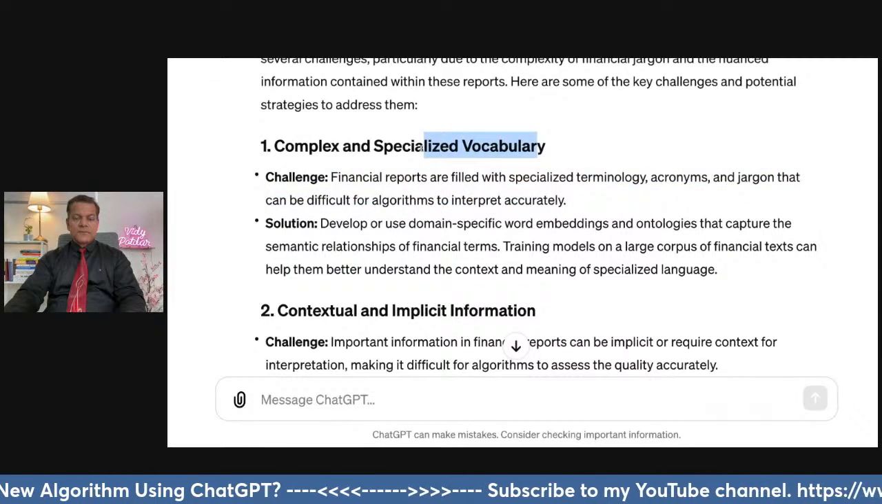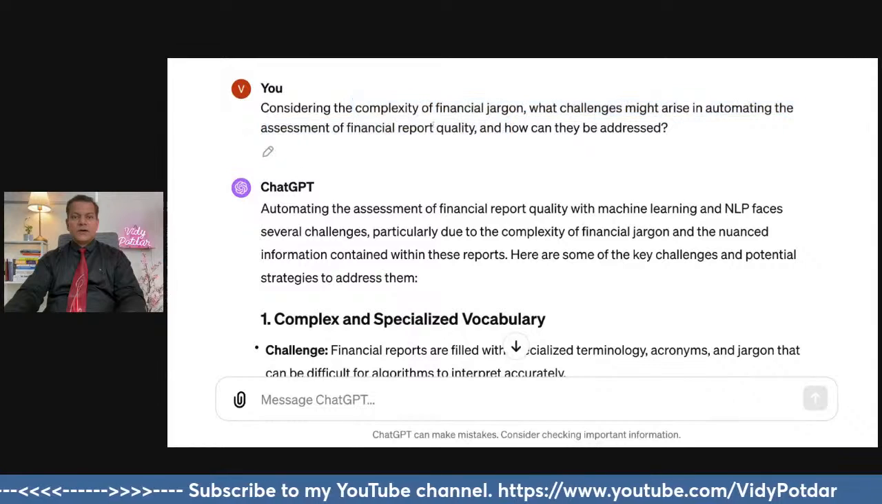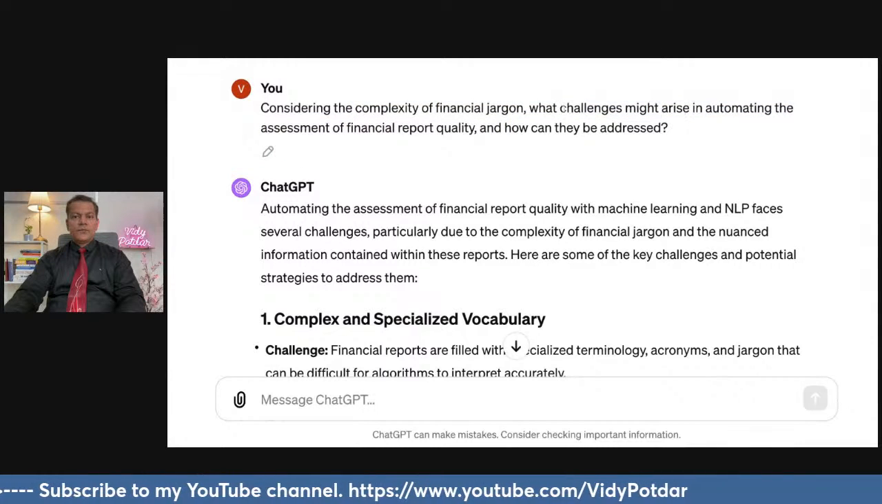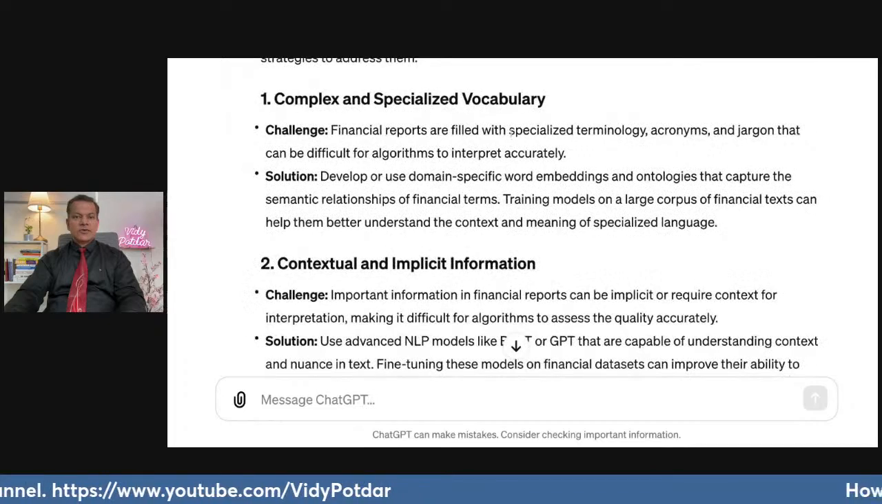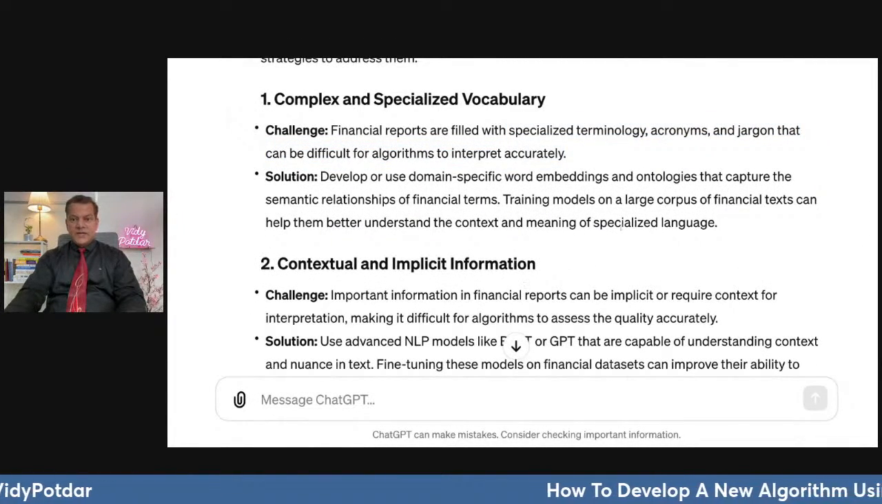So that is one of the challenges, right? See what challenges might arise, and how can they be addressed? So the challenges could be specialized terminology. Solution could be a dictionary.